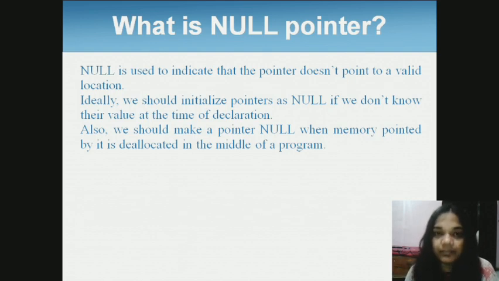It is actually very easy. Don't get confused. So what is a null pointer? A null pointer is used to indicate that the pointer does not point to a valid location. Null means nothing. It is not pointing anywhere. Ideally, we should initialize pointers as null if we don't know their value at the time of declaration. Also, we should make a pointer null when the memory pointed to by it is deallocated in the middle of the program. So got it? What is null? The pointer is not pointing to any valid location. That means it is a null pointer.